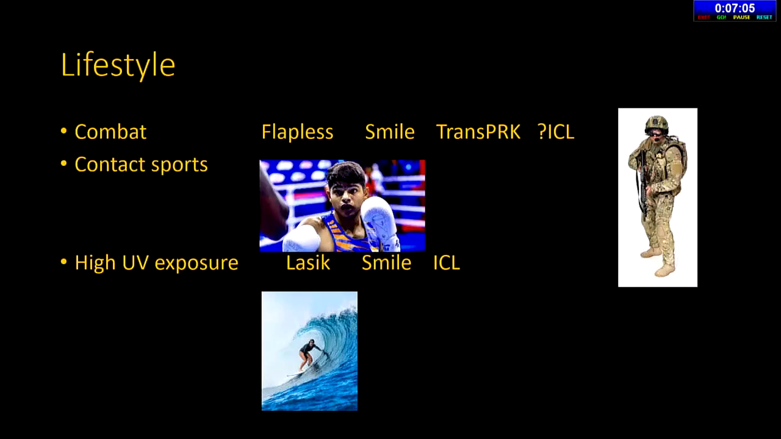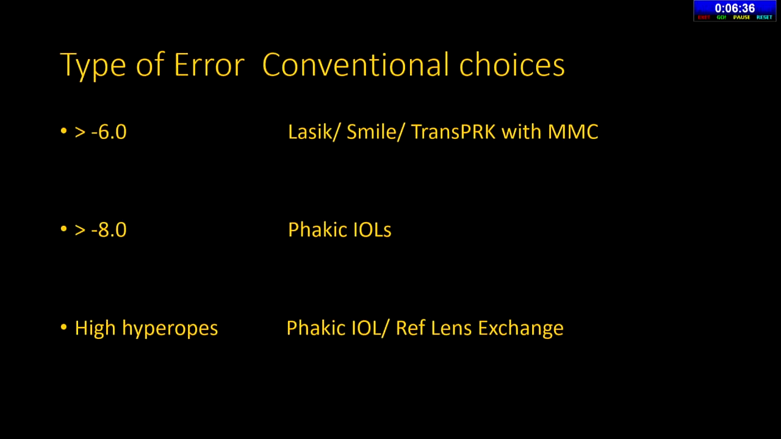And if you have a chance of high UV exposure, for example in surfers or yachters, those who go out in the sea and might not be able to wear UV protection all the time, it may be better to avoid a PRK, a surface procedure, because the chances of developing fibrosis and regression are much higher. You can go for a flap-based procedure like LASIK, or a flapless one like SMILE, or even a phakic intraocular lens. So this is how you customize it depending on what situation the patient is in.